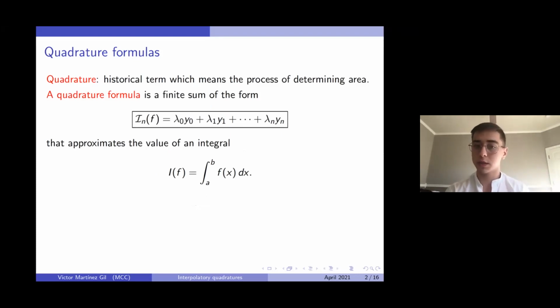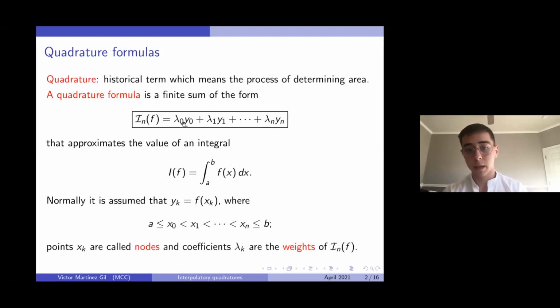The most important concept that I want you guys to take out of a quadrature formula is that it is a finite sum. The lambda values, which are this thing right here, are called the weights, and the y values are simply the values of the function evaluated, and they're called nodes. So in order to calculate the integral, the area under this formula, we simply plug it into the integral.